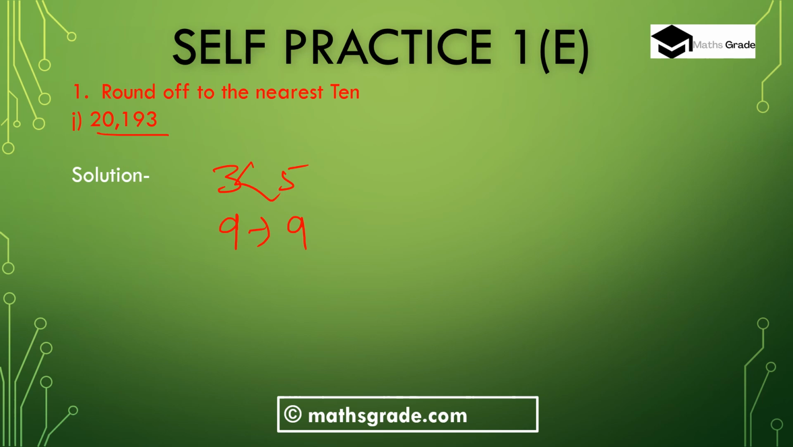0 in the unit place. And the 10,000 place digit, write down as it is, and the 1000 place digit as it is, that is 0, and the 100 place digit 1, and this 9, don't add 1 to the 9. So just write down 9 as it is, and this 3 in the unit place, just write down 0. So 20,193 rounded up to the nearest 10 will be 20,190.